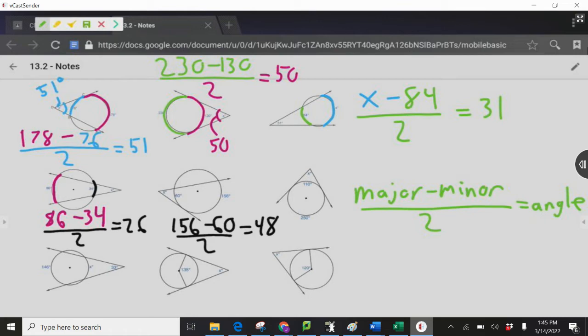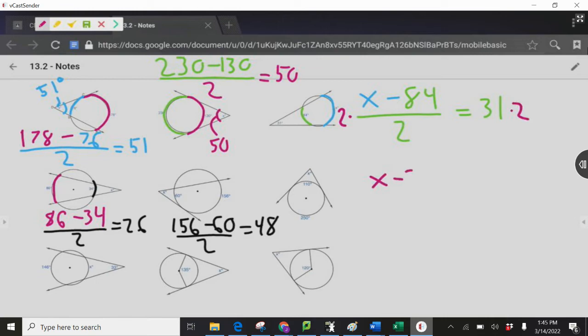So then I just have to simplify it to get x by itself. Two very basic steps here. First step, I'll multiply both sides by 2 to clear the fraction. I'm left with x minus 84 equals 62. So Xander, I've got x minus 84 equals 62. How do I get x by itself? We're going to add 84 to both sides.